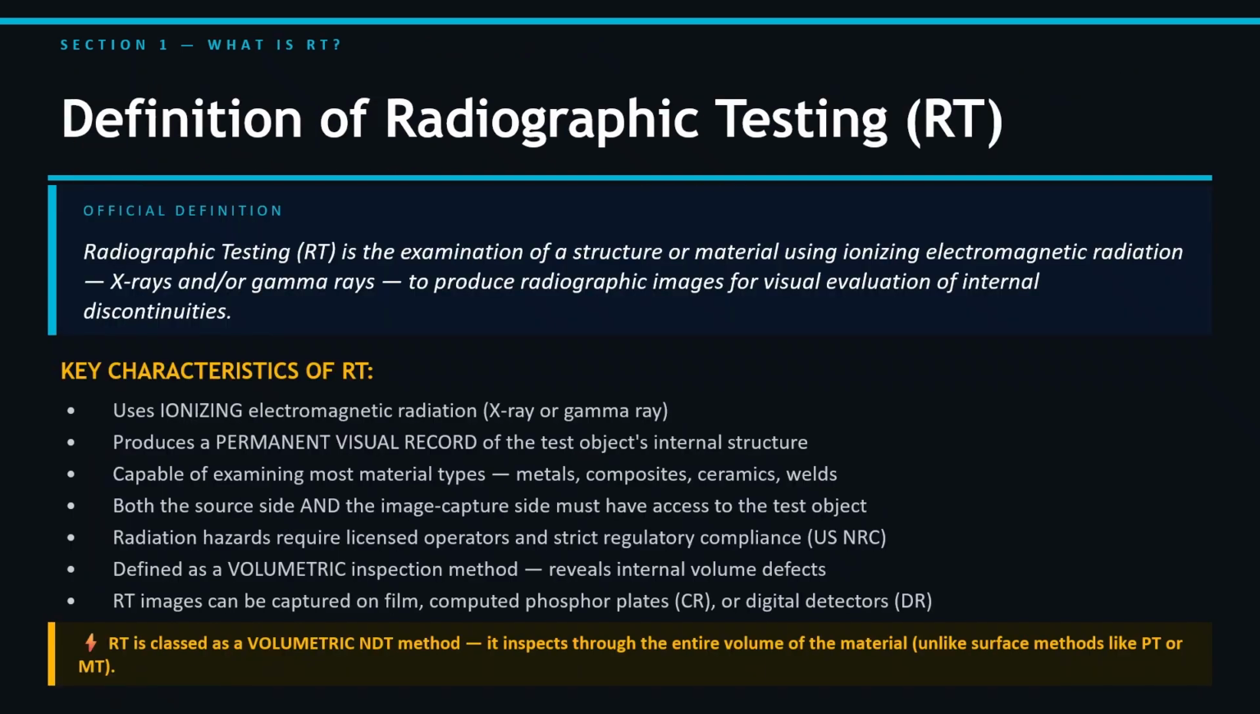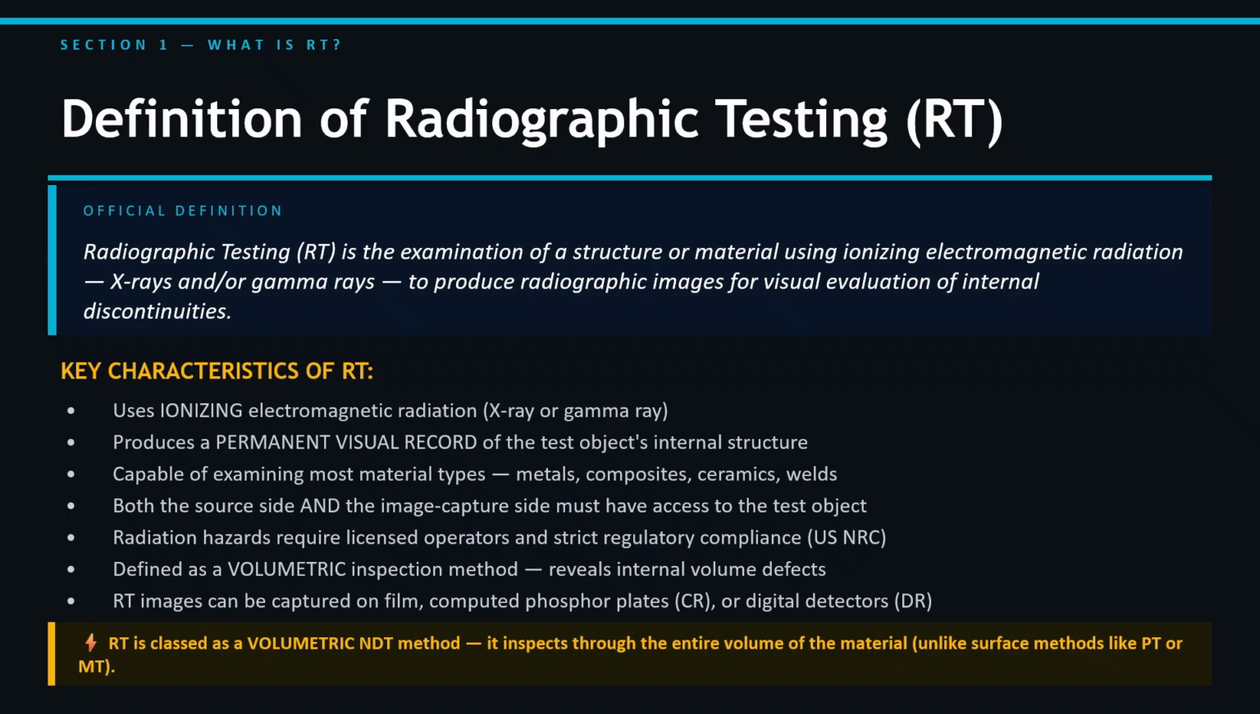Now let's define radiographic testing properly. Radiographic testing is an NDT method that uses ionizing electromagnetic radiation, primarily X-rays or gamma rays, to produce an image representing differences within the test object. The key word here is volumetric. When we perform radiography, we are not limited to examining only the surface. Radiation passes through the component, and differences in attenuation can reveal internal features such as porosity, inclusions, voids, and certain types of weld discontinuities.